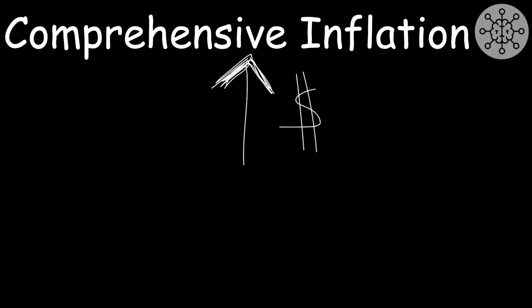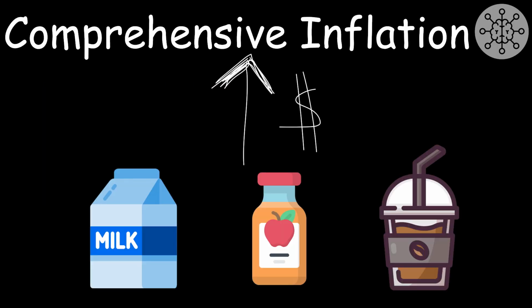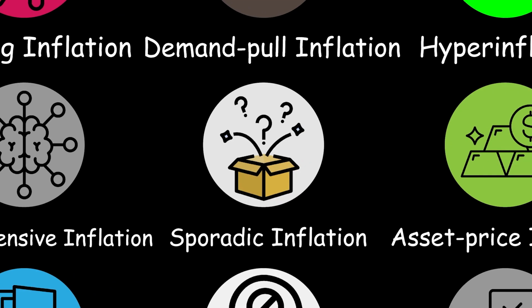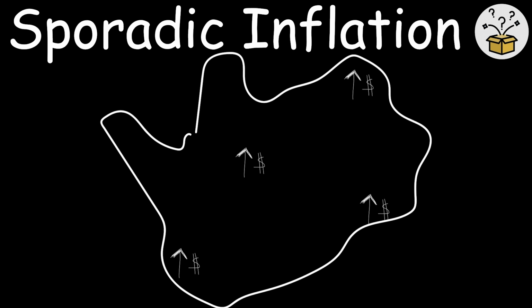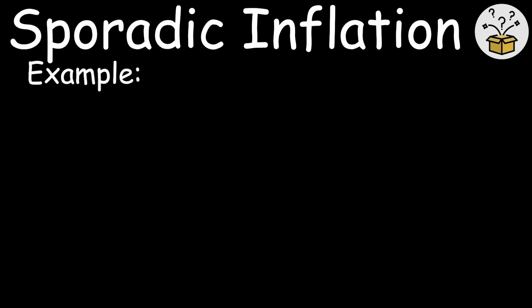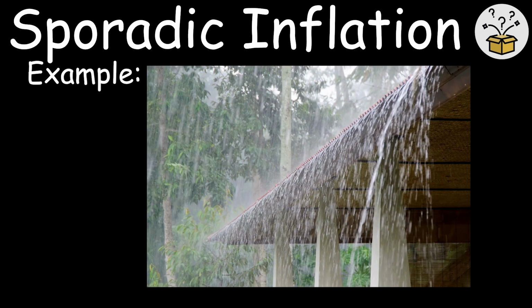Comprehensive inflation. When the prices of all commodities rise throughout the economy, it is known as comprehensive inflation, also known as economy-wide inflation. Sporadic inflation. When prices of only few commodities in few regions rise, it is known as sporadic inflation. It is sectional in nature. For example, rise in food prices due to bad monsoon represents this type of inflation.